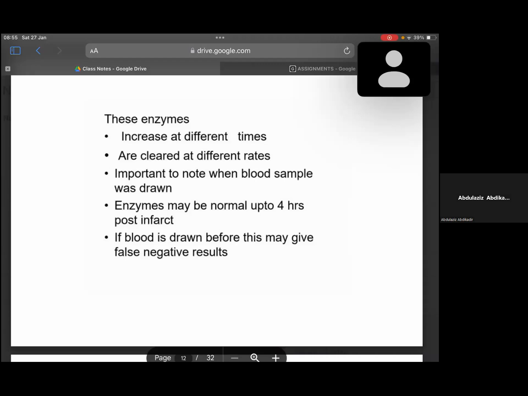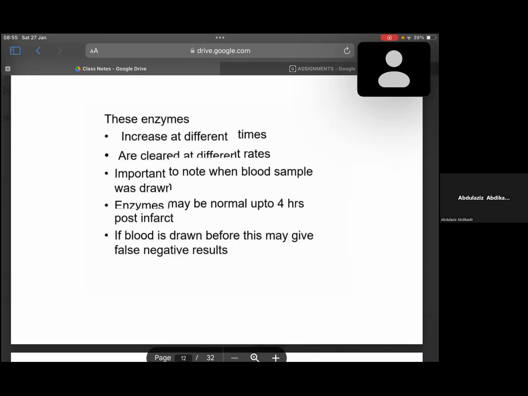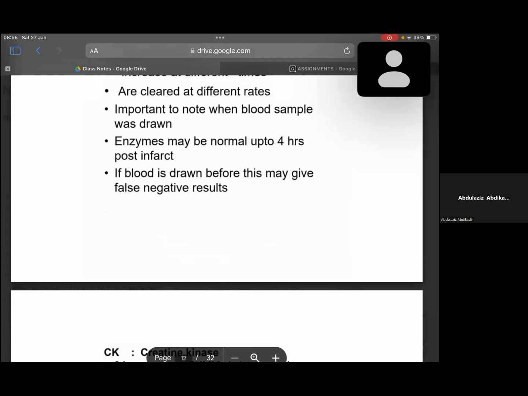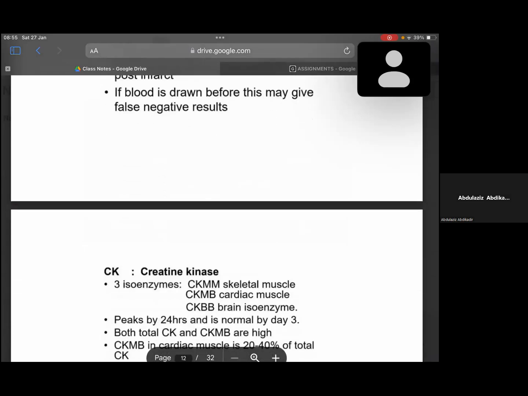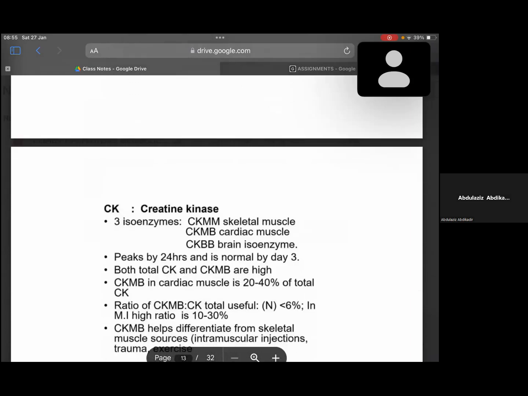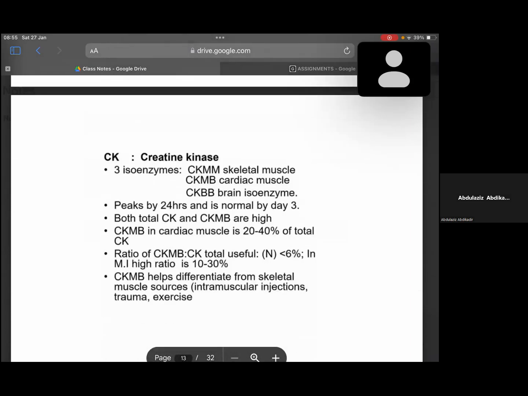So it is important to note when the blood sample is being taken. This is what I was telling you. The enzymes may rise up to 4 hours post-infarct. So what happens to the patient who had an infarct 1 hour ago and is just taken to the hospital? If the blood is drawn, it may give false negative results. So we cover the 3 old ones, and we'll cover the troponins and the BNP.